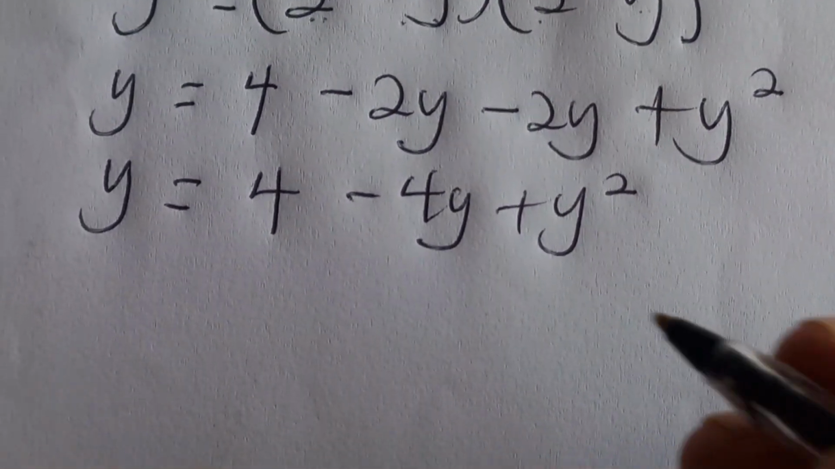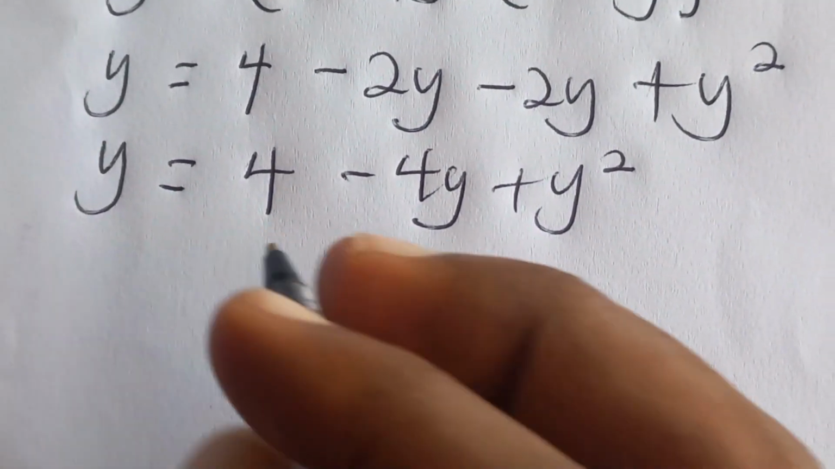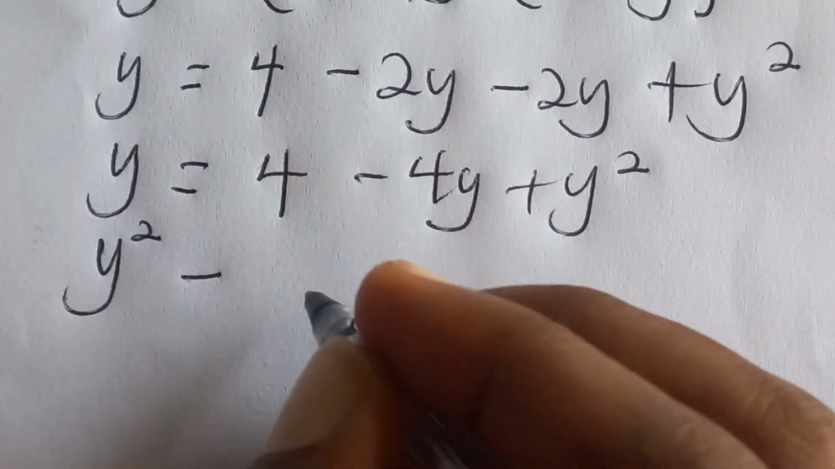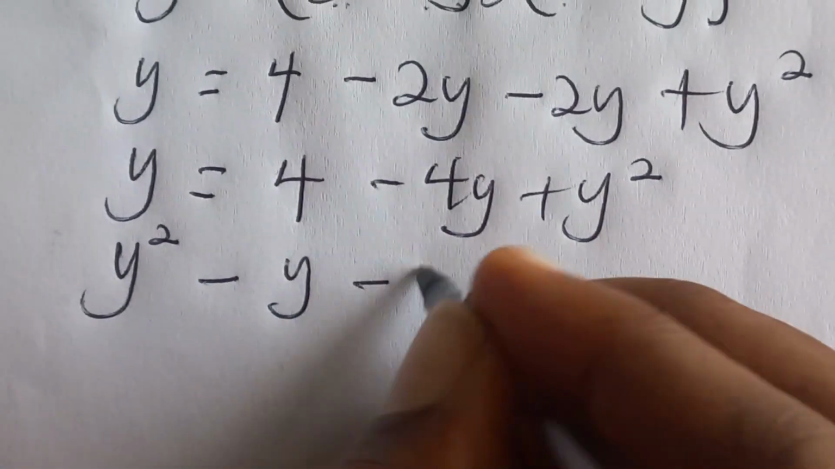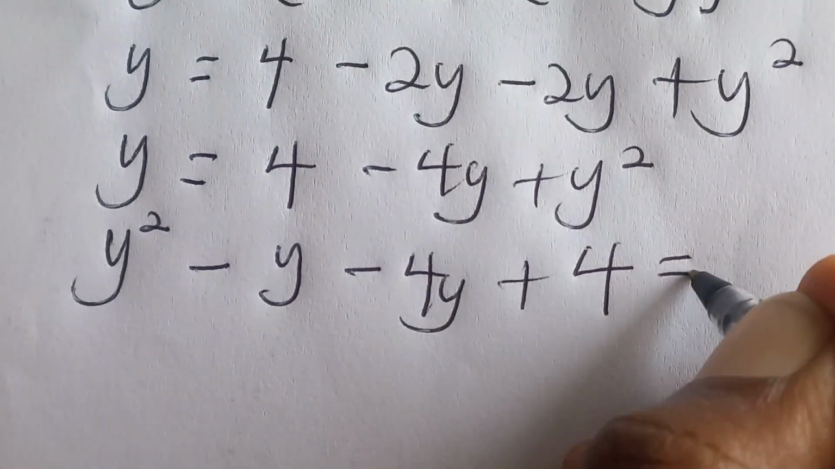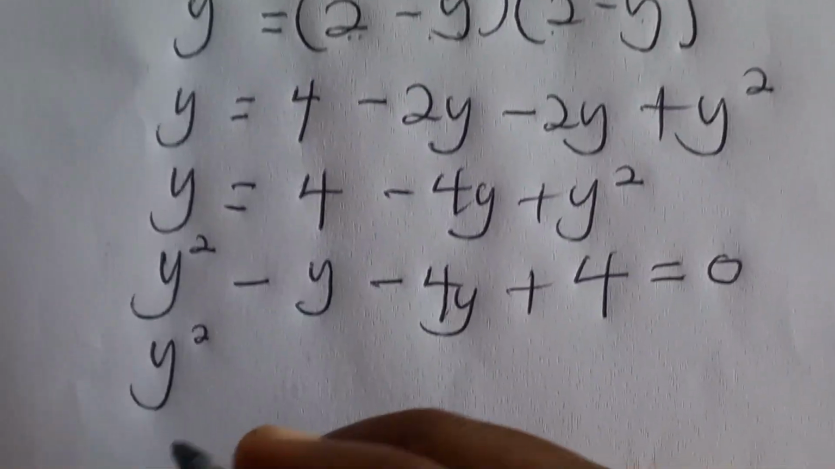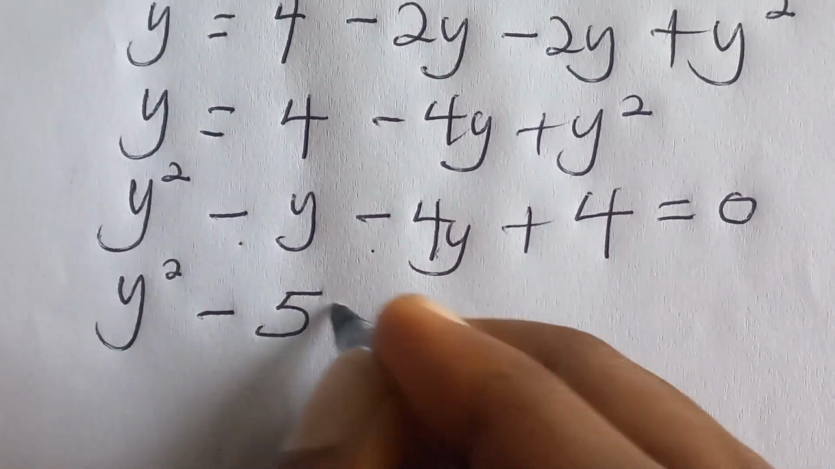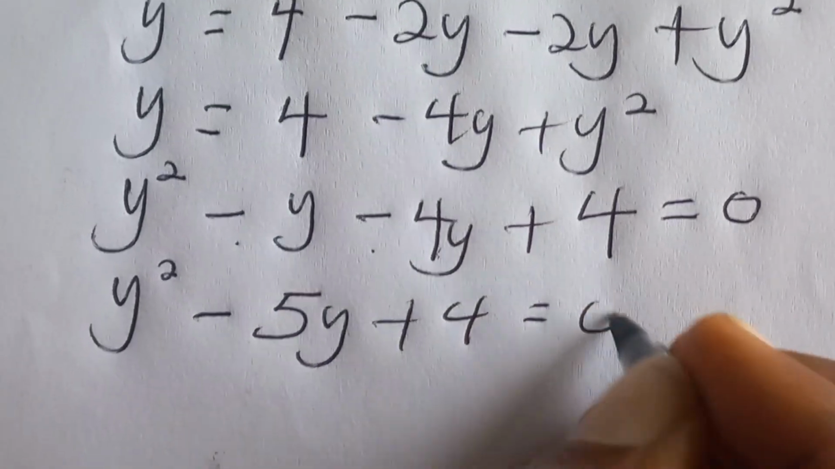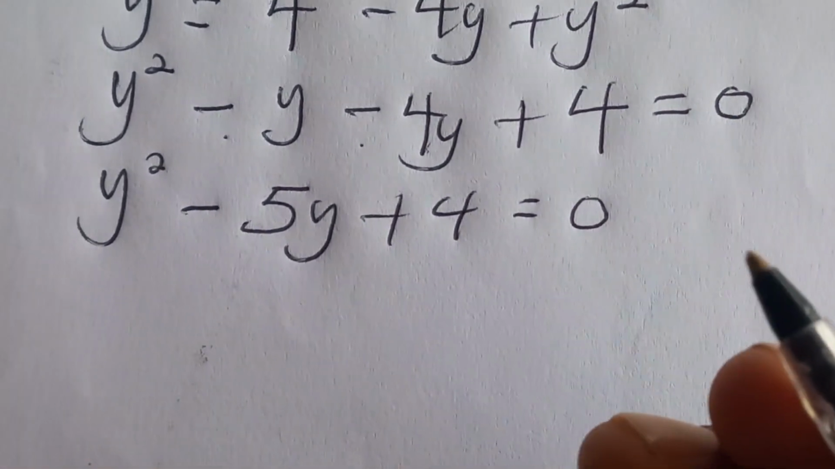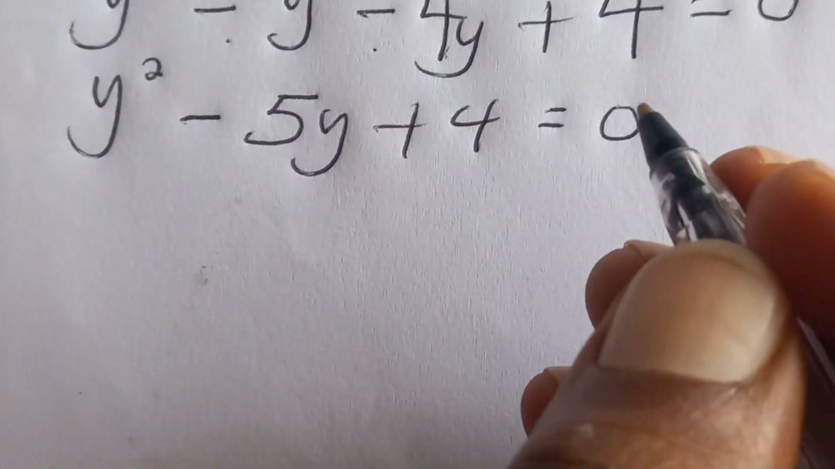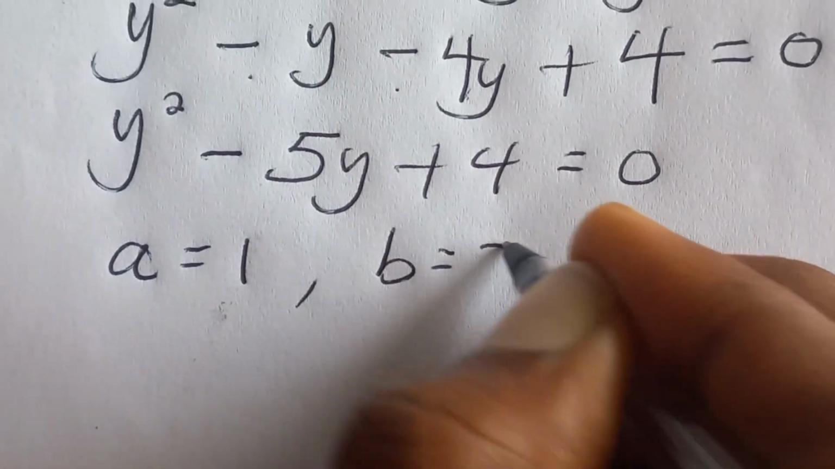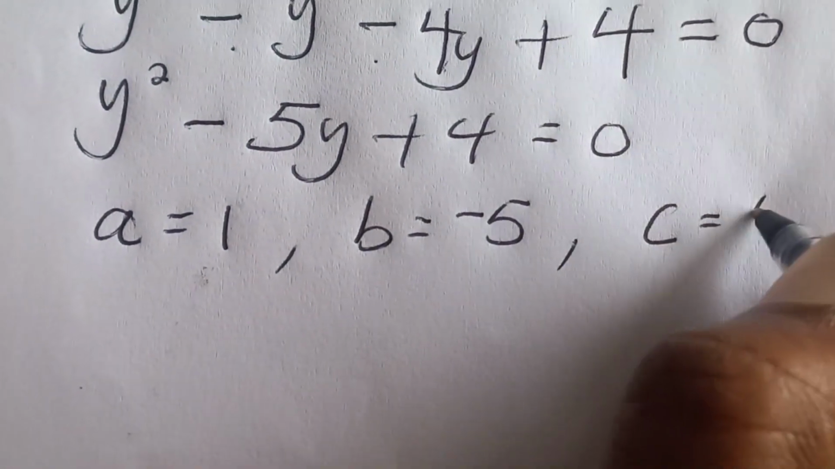From here, you can group all the terms on one side, which is y squared minus y minus 4y plus 4 is equal to 0. So we get y squared minus 5y plus 4 is equal to 0. From here, let us use the quadratic formula to solve for y. In this case, our a is 1, b is equal to negative 5, and our c is 4.